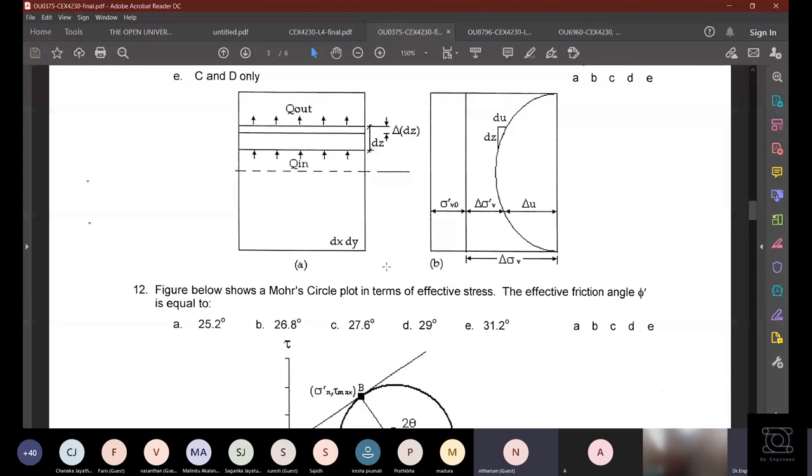What is the answer for 10th question? 10th question, give me a second. Question number 10. It's D. A, C and D, all three are correct. Right? So don't bother about the answers.